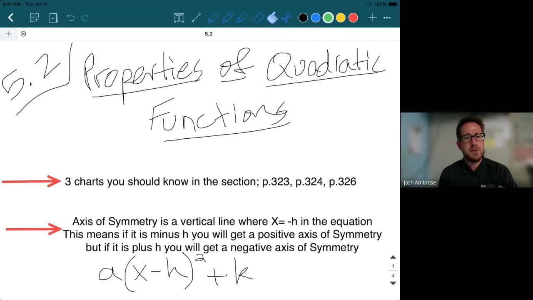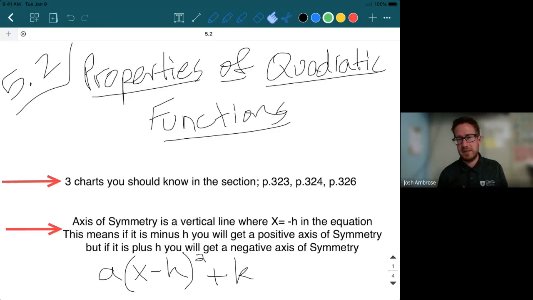All right, Algebra 2. Hey, welcome back, guys. We are jumping into section 2 now today of chapter 5. So we're talking about properties of quadratic functions. And we will be doing a little bit more graphing, but you'll be doing kind of a lot more calculations.